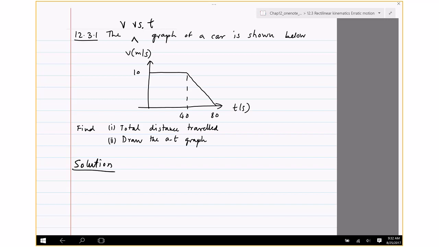Okay, so if you're given the velocity time plot and you're told to find the distance, the first thing you would ask yourself is, how is distance related to the velocity?